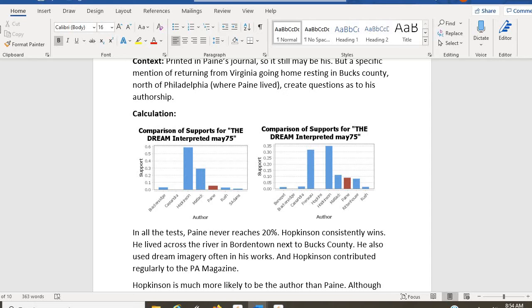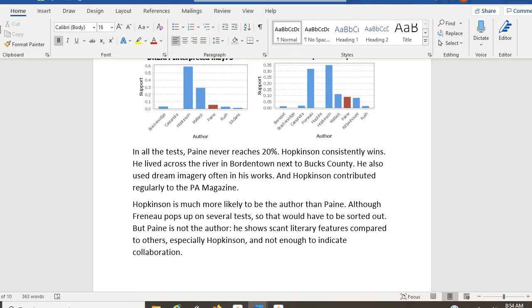Hopkinson lived across the river next to Bucks County, and if you're traveling from the south going north to Bordentown, you would have to go through the heart of Bucks County. He also used dream imagery several times in his works. It was a common go-to for Hopkinson. And Hopkinson contributed on a regular basis to the Pennsylvania Magazine, and it's probably how he met Paine. Paine wound up moving to Bordentown eventually and being friends with Hopkinson. So Hopkinson is much more likely to be the author than Paine.